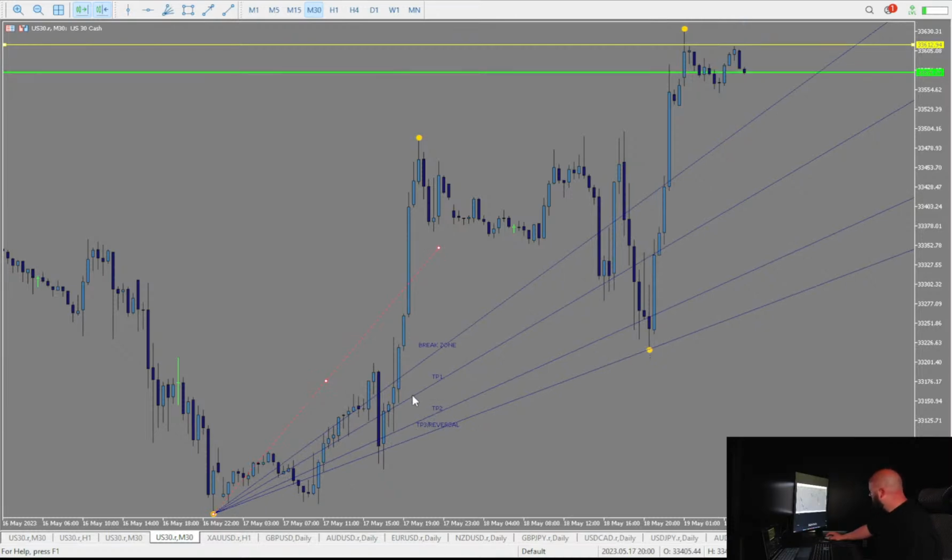Now what's really cool about this, and I'll give you my properties. It's not going to show the properties on my screen, but I'm going to give you my fib fan settings here. So we've got a 0.382, a 0.5, a 0.618, and a 0.68. So the 0.382 is your break zone, the 0.5 is TP1, 0.618 is TP2, and 0.68 is TP3 or reversal.